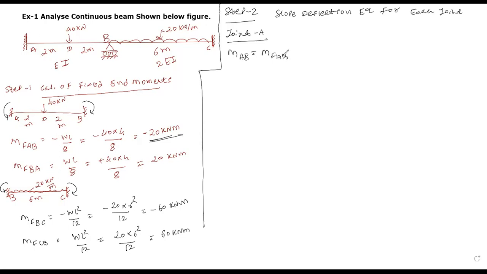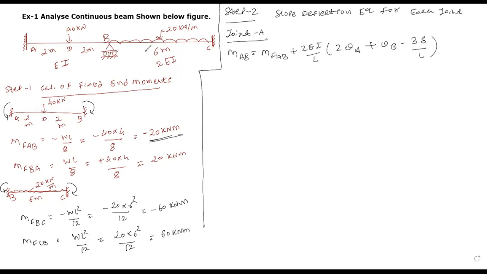Later on, MFAB plus 2EI divided by L multiplied by. We are currently at joint A, that's the reason twice theta A. Far end is B, that's the reason theta B, minus 3 delta divided by L. I hope this equation is clear to all of you. Is it clear? Please confirm. Is this clear to everyone?